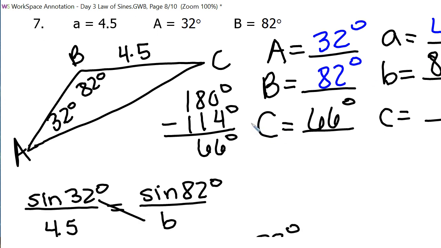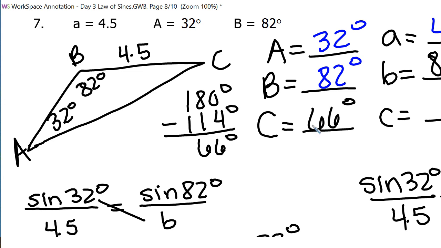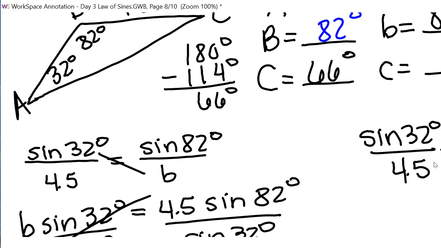Now for side C, we'll do A and C paired together, so sine of 32 degrees divided by 4.5 is equal to sine of 66 degrees over side C. Now why do I not want to use 82 degrees and 8.4 as a pair? Yes, it's rounded. So make sure you use what's given if you do have it given. So don't use a rounded answer unless there's no way around it. So this would be C times the sine of 32 degrees equals 4.5 times the sine of 66 degrees.